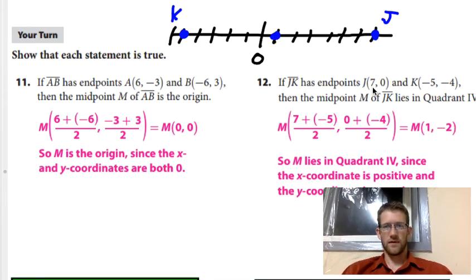But you can run through the average formula, which is the midpoint formula, add them, and then divide by 2.